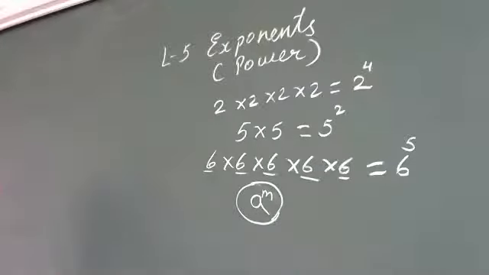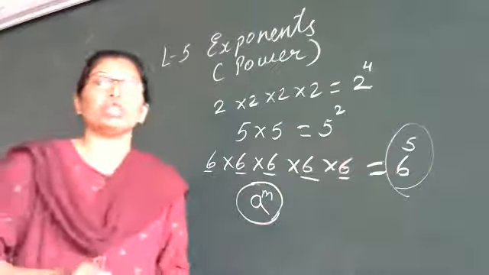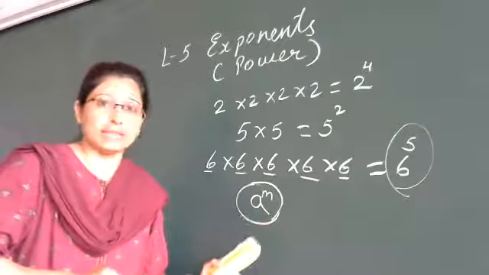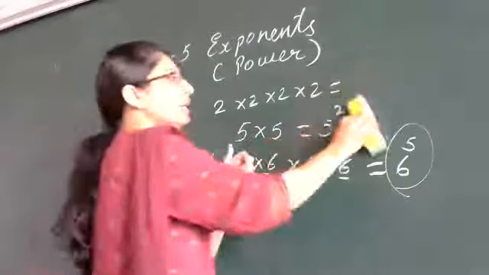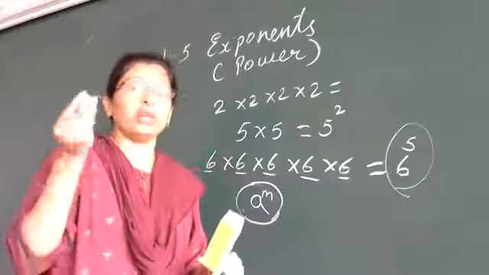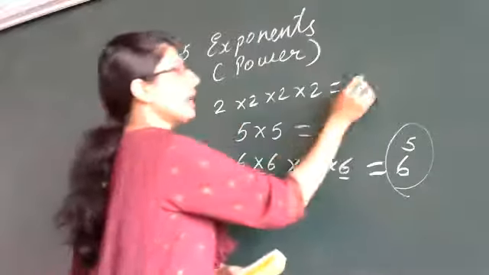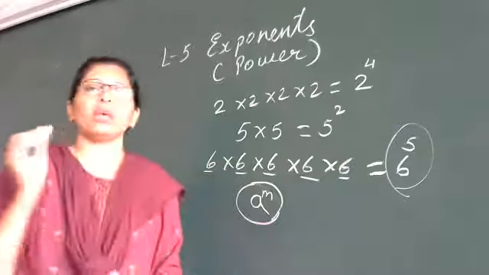Here this A is known as the base and m is known as the exponent, power or index. And this whole form is known as exponential notation. Now, you have some examples where the question will be asked: write in exponential notation. This means the multiplication form will be given, and we only have to write the base and write the exponent. So this is exponential notation.